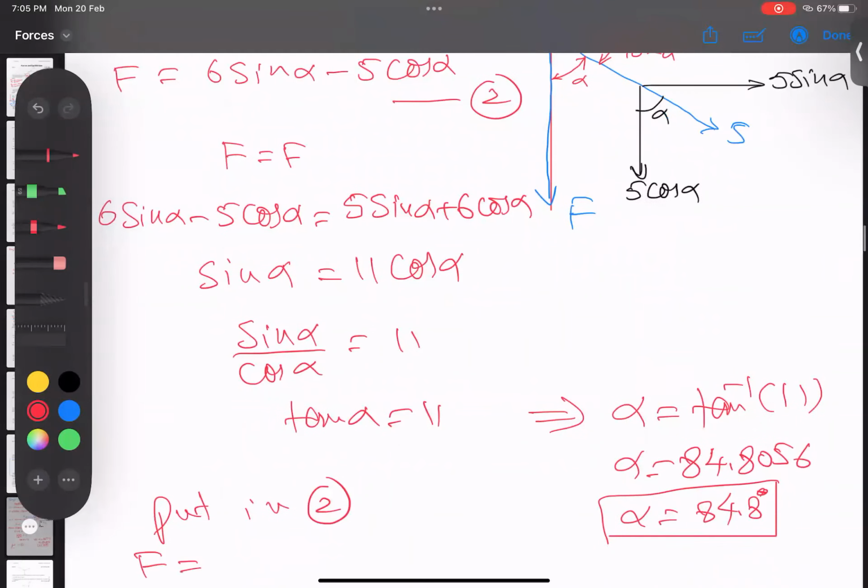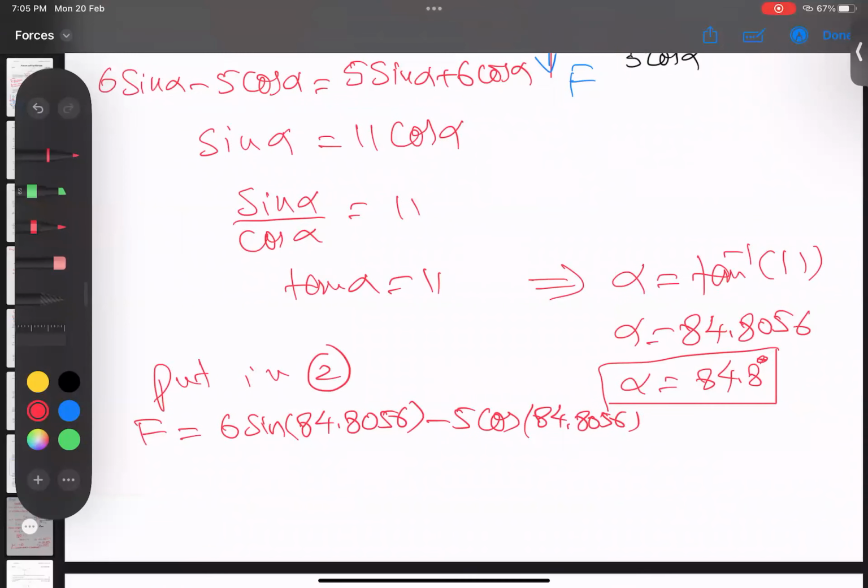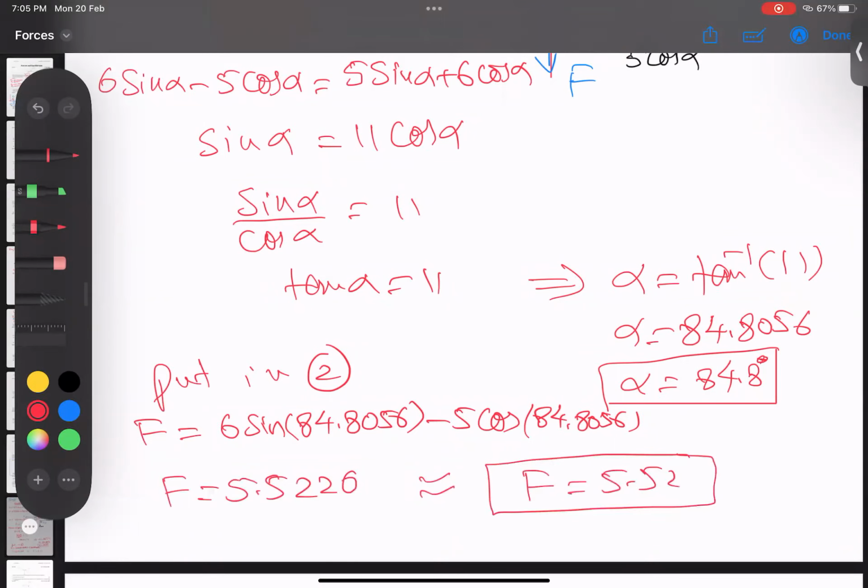Put in 2, and the question is going to finish. Capital F equals 6 sine 84.8056 minus 5 cos 84.8056. Now typing the method in the calculator: 6 times sine of the angle and minus 5 times cos of the angle. So I think the point is very clear. And my answer is coming 5.5227. Approximately, F answer is coming 5.52 newtons. So Alhamdulillah Rabbil Alameen, the point is very clear.